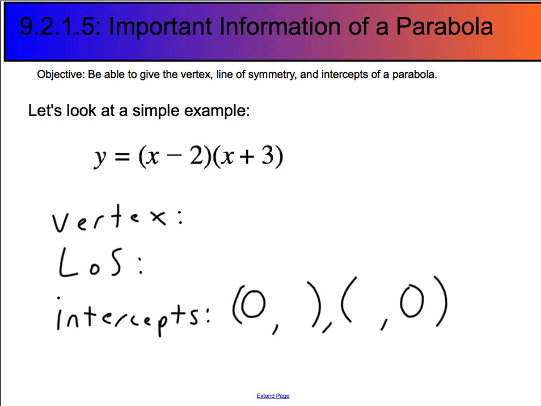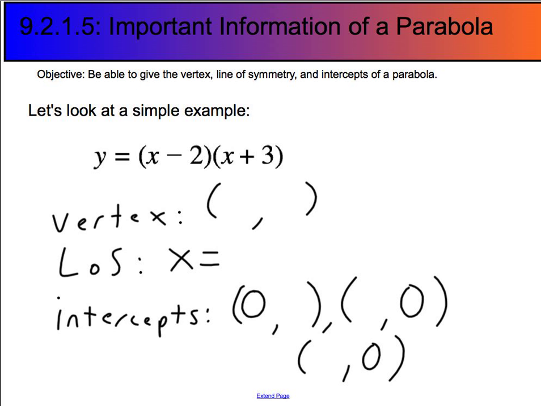I usually look for a couple x-intercepts, which are ones that end at 0, just because I know I've dealt with a lot of parabolas. I expect there to be two x-intercepts and one y-intercept. In addition, line of symmetry is always x equals something, and the vertex is also a point, but I don't know exactly what that's going to be. So here's how I find these.